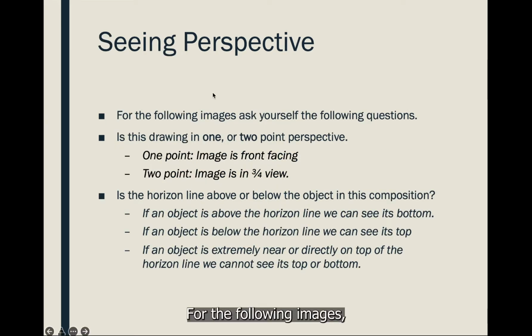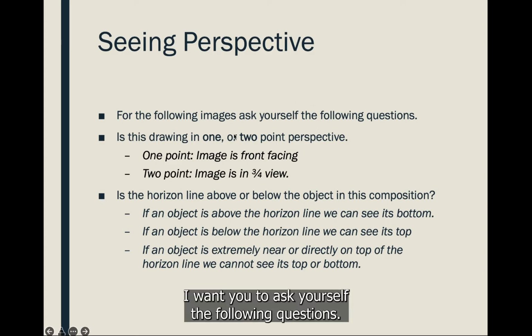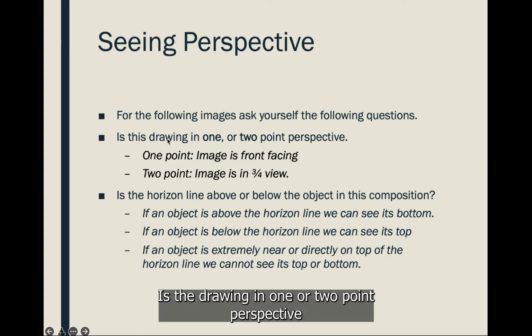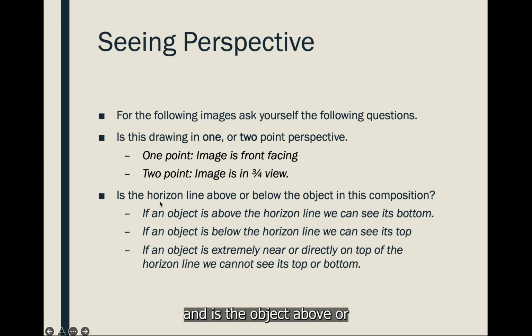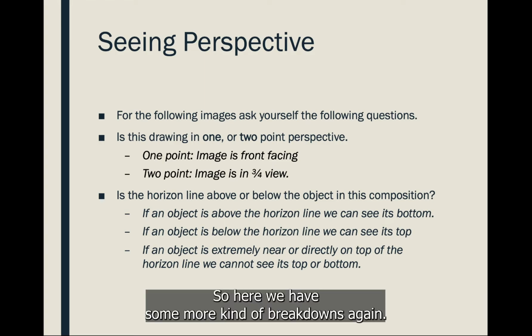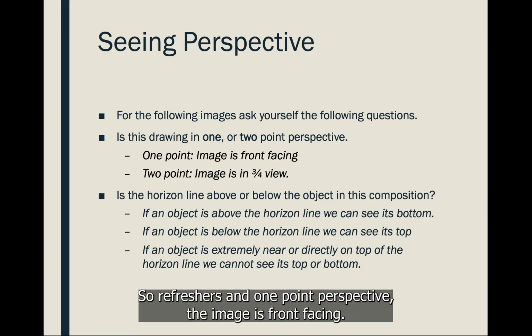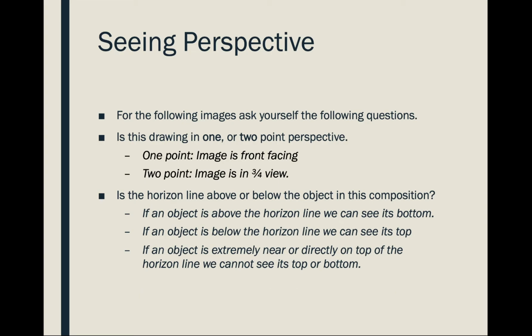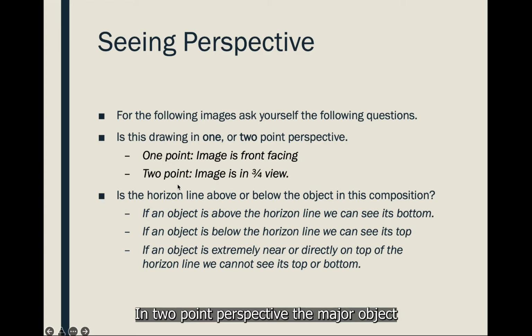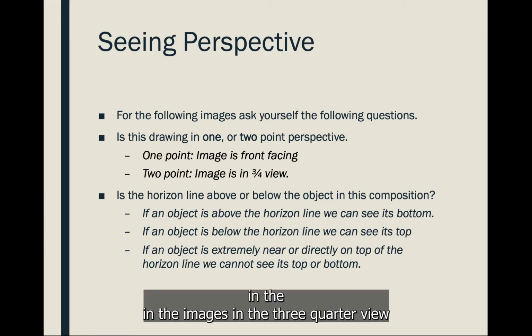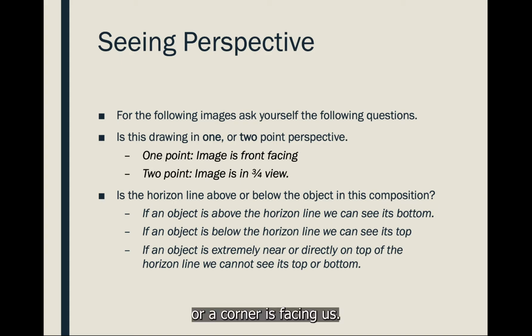For the following images, I want you to ask yourself the following questions. Is the drawing in 1 or 2 point perspective? And is the object above or below the horizon line in the composition? So here we have some more breakdowns, again, some refreshers. In 1 point perspective, the image is front facing. In 2 point perspective, the major object in the image is in a 3/4 view, or a corner is facing us.